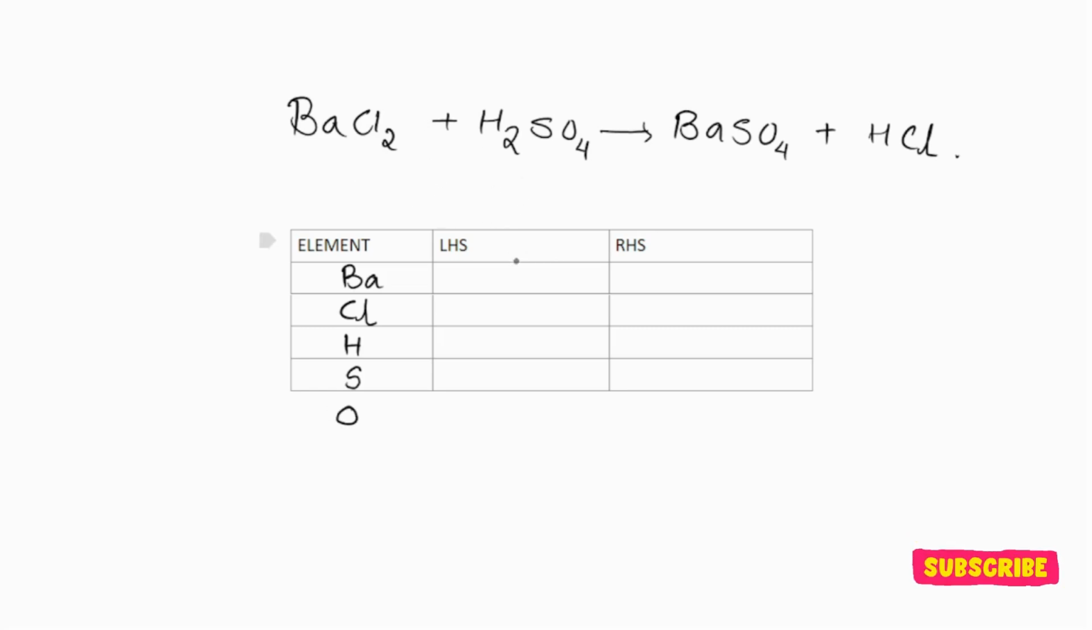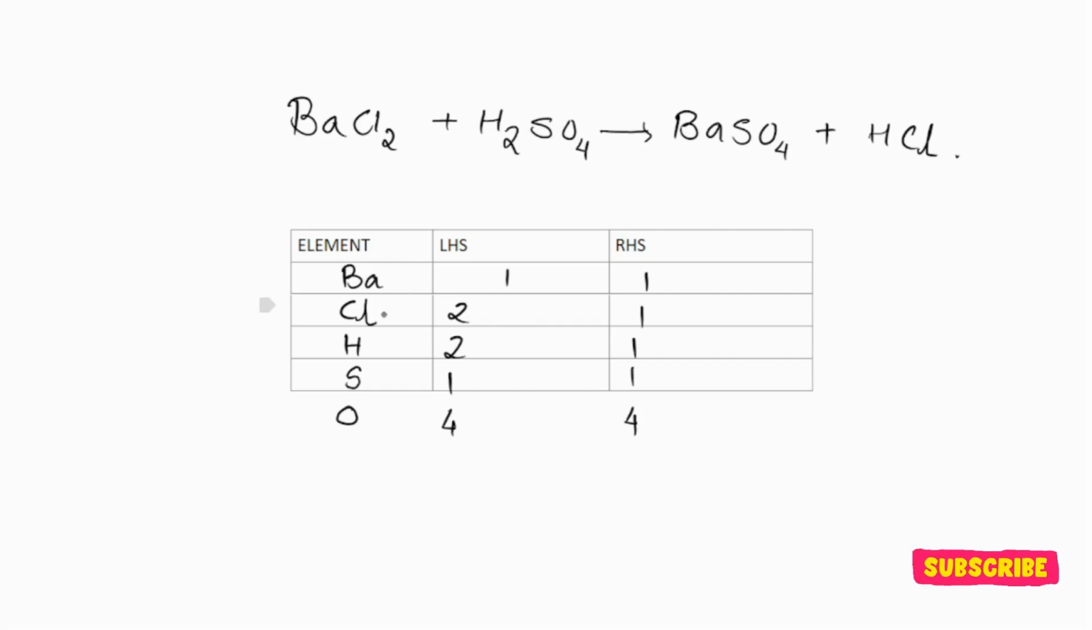So barium is how much? It's 1 on left hand side, right hand side is also 1. Chlorine, it's 2 on left hand side and right hand side is 1. Hydrogen, it's 2 on left hand side, it's 1 on right hand side. Sulfur, it's 1 on left hand side and 1 on right hand side. Oxygen, it's 4 on left hand side and 4 on right hand side.